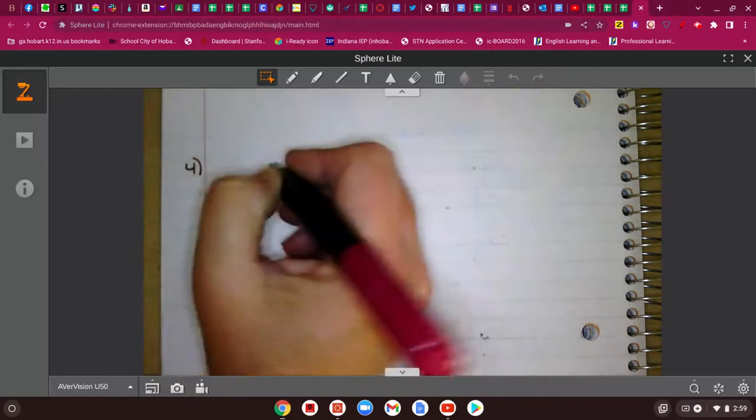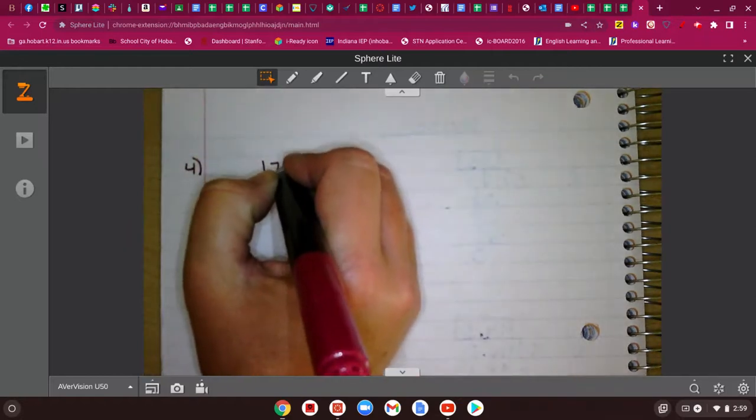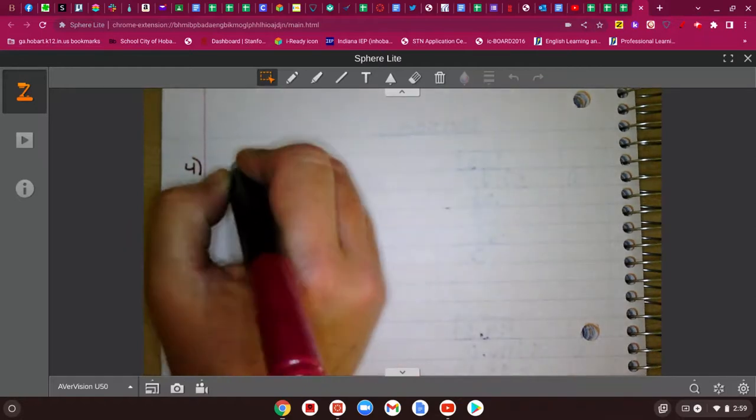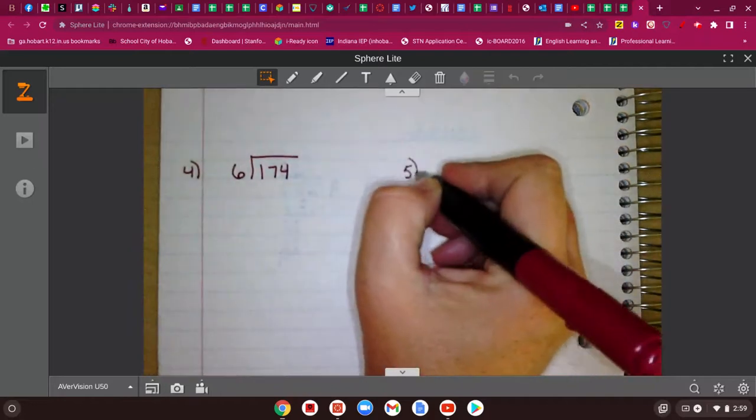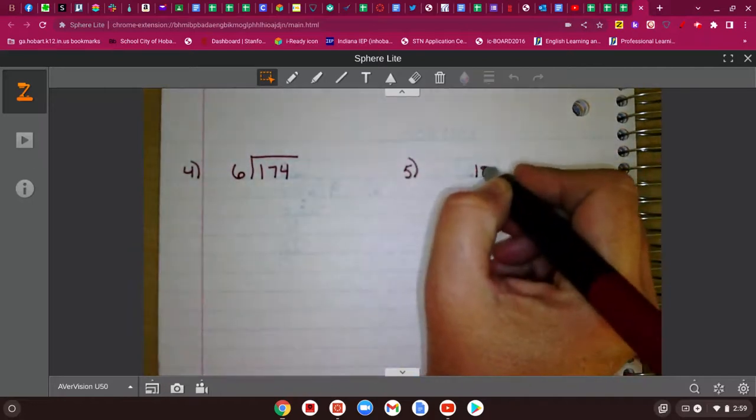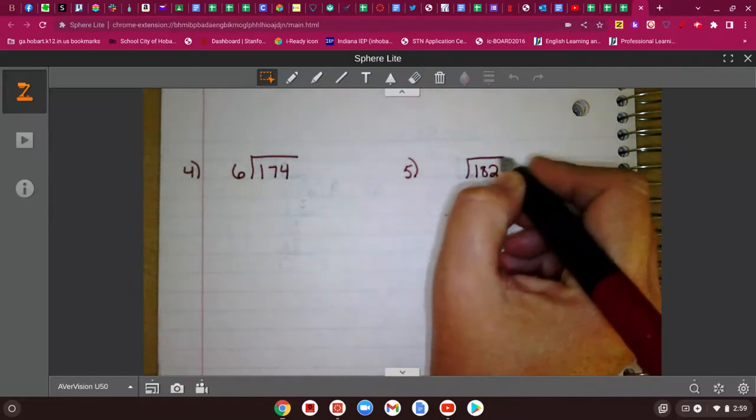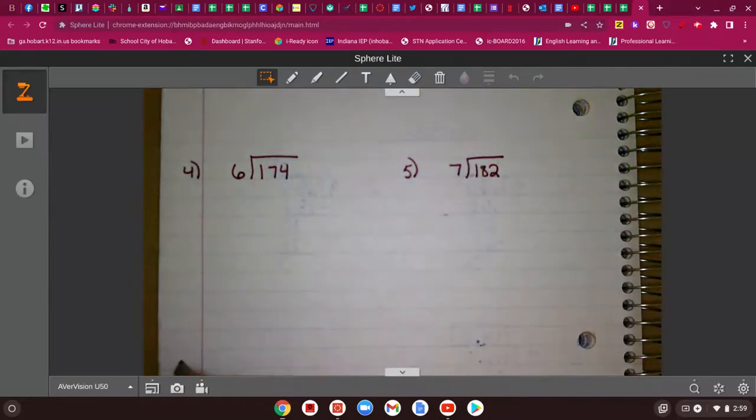So number 4, you're going to take 174, divide it by 6. For number 5, you're going to take 182, divide it by 7. And for number 6, you're going to take 345 and divide it by 6.